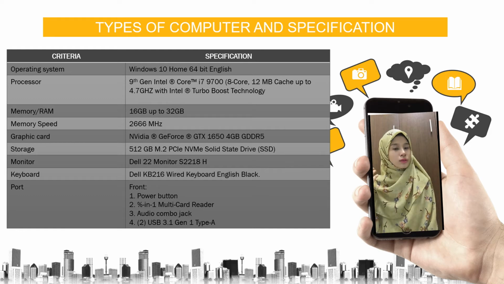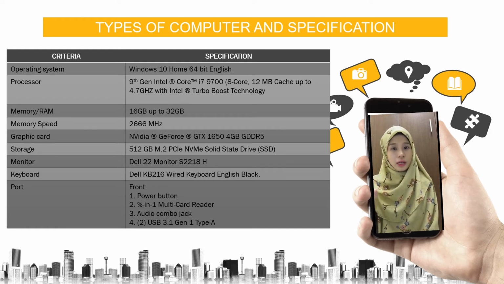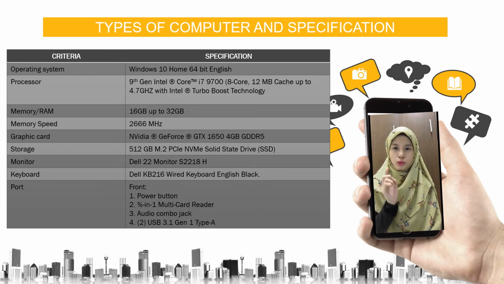So for the storage, we choose solid state drive SSD rather than HDD, because solid state drive is more compatible, better than HDD. And then the monitor, we choose Dell 22 monitor S2218H with optimal resolution Full HD. And then the keyboard, Dell KB216 keyboard English black. And then the last one is port, which comes with the front and the rear area.